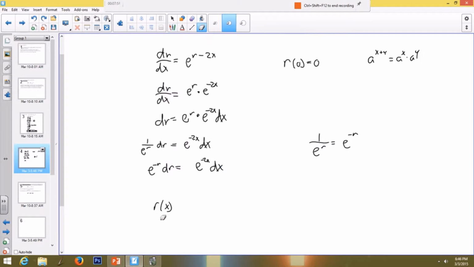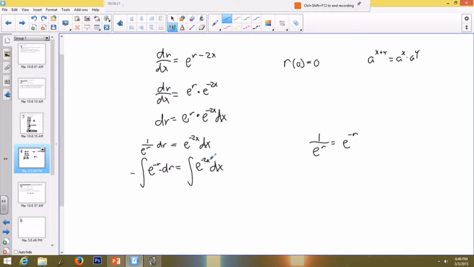Now the good thing about this particular thing is now I can integrate. I've got all my r's on the left hand side, I can take the integral of that, all my x's on the right hand side, and I'll take the integral of that. That's awesome. We can do that. And remember, the integral of e to the u du is just e to the u. And so I do have a u here. I have that negative, so I need to put a negative outside, put that negative with the dr.